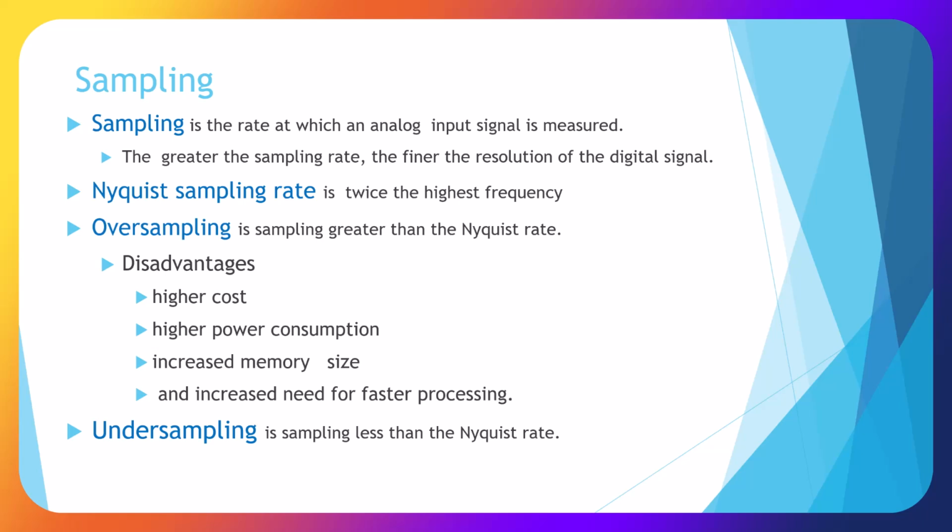When we're talking about analog to digital converters, we need to talk about sampling. Sampling is the rate at which the analog input signal is measured. The greater the sample rate, the finer the resolution of the digital signal. Nyquist sampling rate is twice the highest frequency of our input signal. Oversampling is sampling greater than the Nyquist rate.